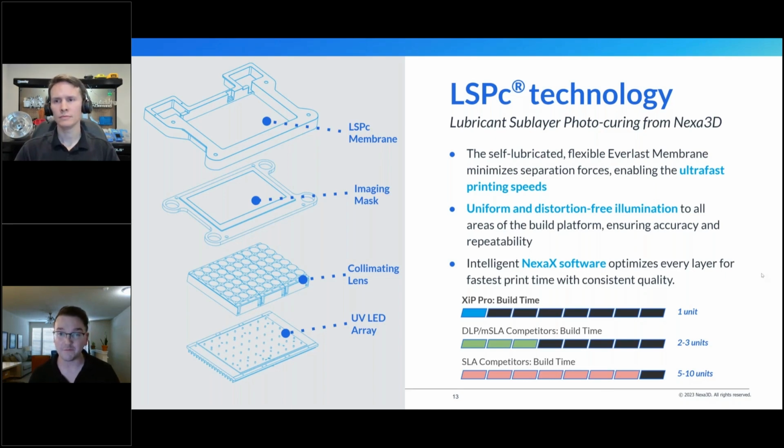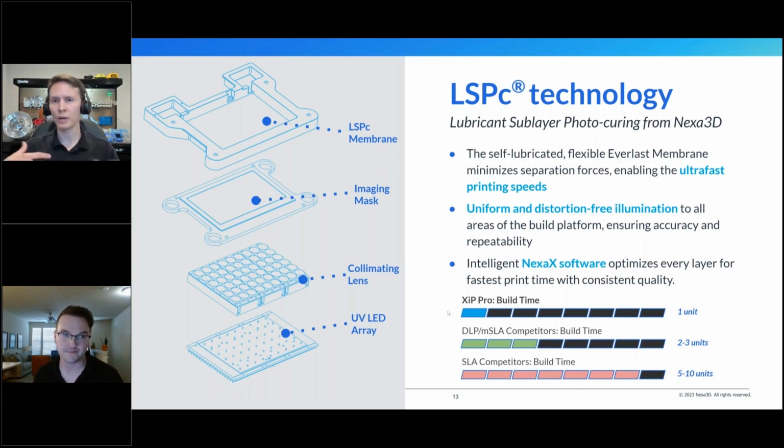So a lot of printer manufacturers are having to slow down that process in order to accommodate those peel forces, or change the way they're doing build setups to better accommodate that. What we did is we said, okay, let's cut the problem off at the head, and that is that peel force. So we invented a self-lubricating membrane. That's where the lubricant sublayer portion of our technology name comes from. That allows the part to more easily slide off that interface layer, helps reduce or eliminate those peel forces, and leverages the full printing speed that this technology is capable of.